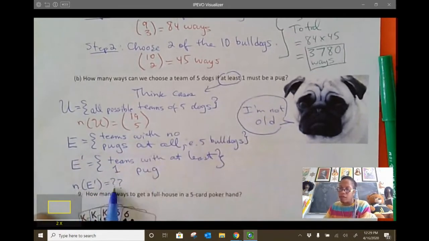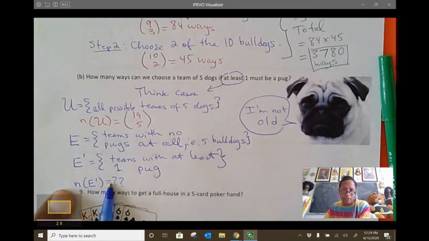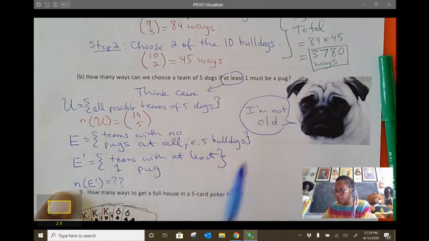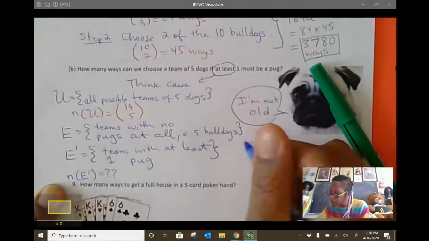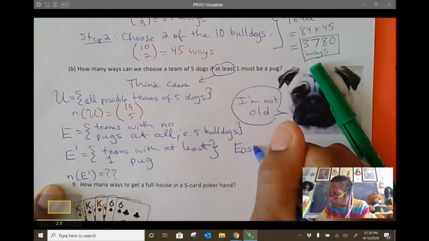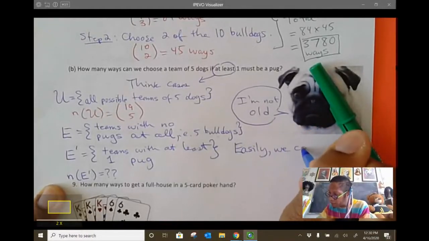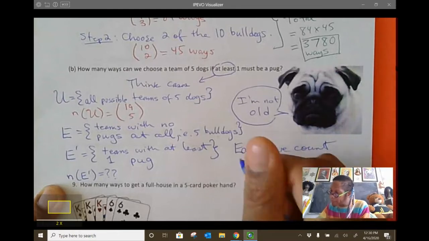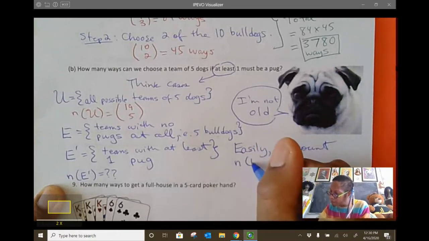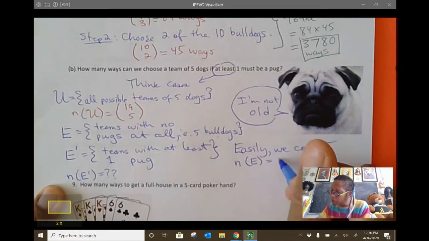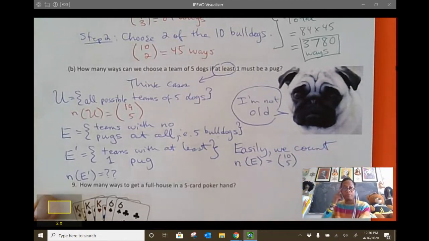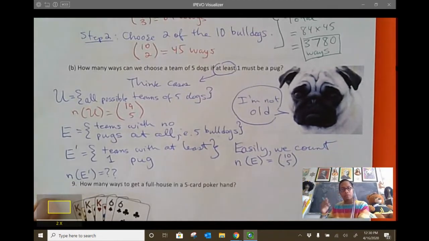And as I said, if we counted the teams with at least one pug directly, it's going to be five different cases. How about this? Teams with no pugs at all? That's easy to count. There's only one case. I'm picking five bulldogs from 10 bulldogs, right? So easily, we count N of E to be 10 choose 5. There's 10 bulldogs total. How many ways can I choose five? So that's it. We're done with this problem.